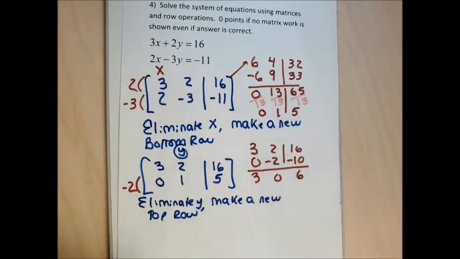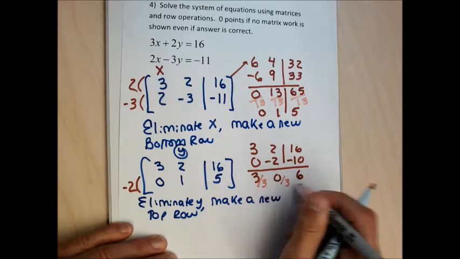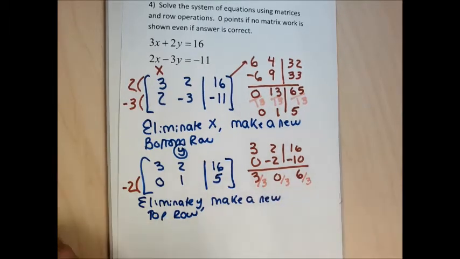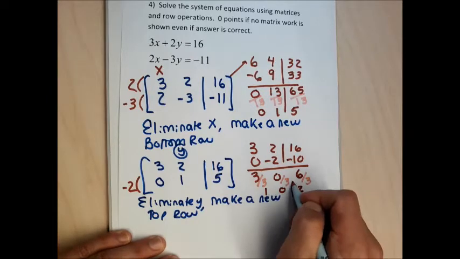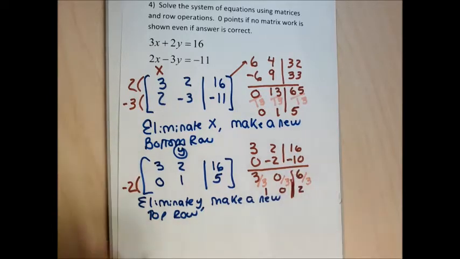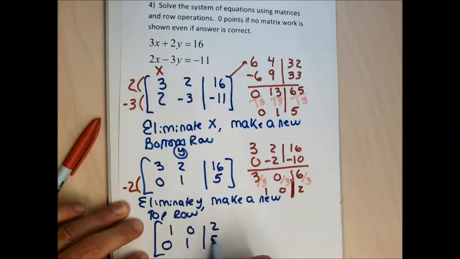I'm going to divide all the numbers by 3 because they're divisible by 3, and that will make for a better next matrix. 3 divided by 3 is 1. 0 divided by 3 is 0. 6 divided by 3 is 2. And now I'm going to write that in my top row. So my top row is now going to be 1, 0, 2. My bottom row is 0, 1, 5.